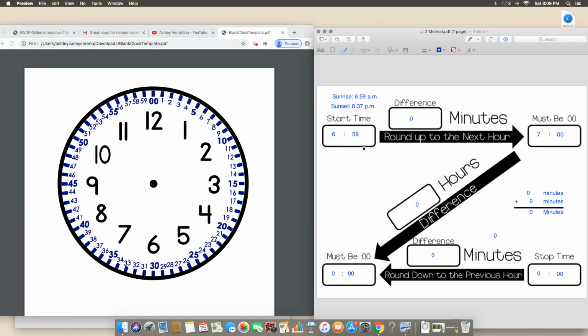The next step would be to find the difference in minutes between 6:59 a.m. and 7 a.m. This is an easy one. It is exactly 1 minute.